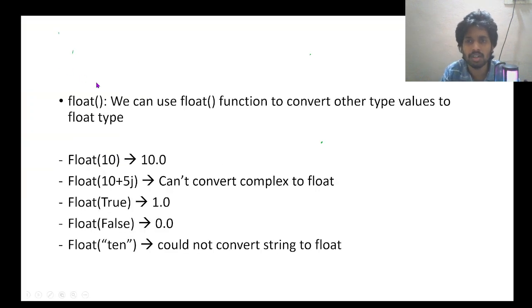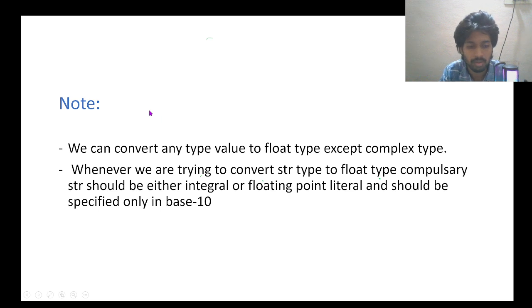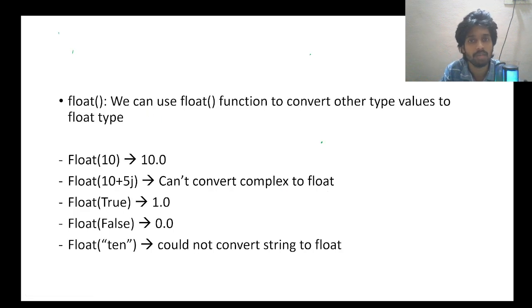Then comes the float. We can use the float function to convert other type values to float type. This is the lowercase letter. So if I try to convert the integer 10, it will come as 10.0. If I try to convert 20, it will get converted like 20.0. The point will be added, and the 0 will be added after the point.